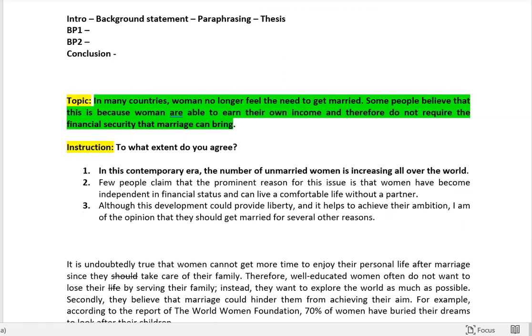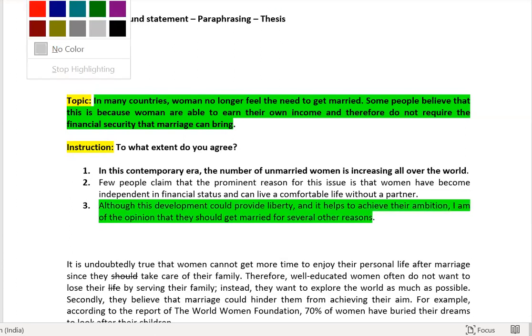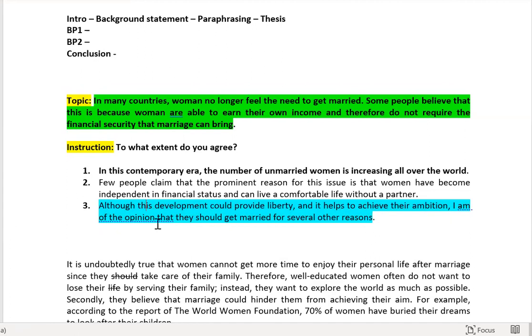So this person is saying, although this development could provide liberty and help to achieve their ambition, I'm of the opinion that they should get married for several other reasons. Yes, so this guy is giving his opinion here. Ultimately, he's agreeing and disagreeing, like he's partially agreeing. Do you get it? Although this could provide liberty and help to achieve their ambition, they should get married.